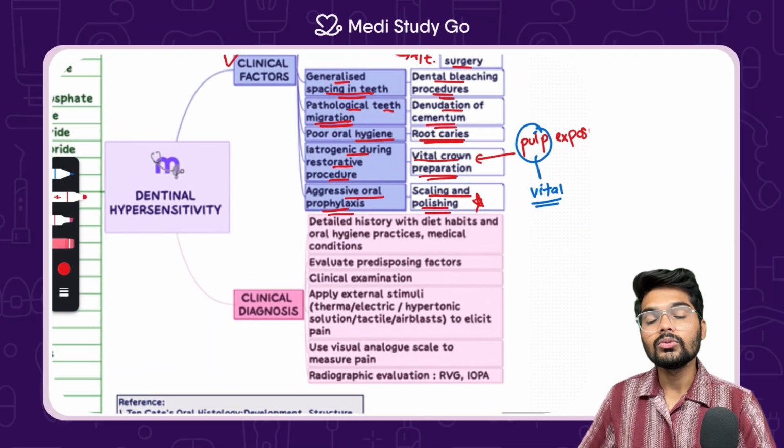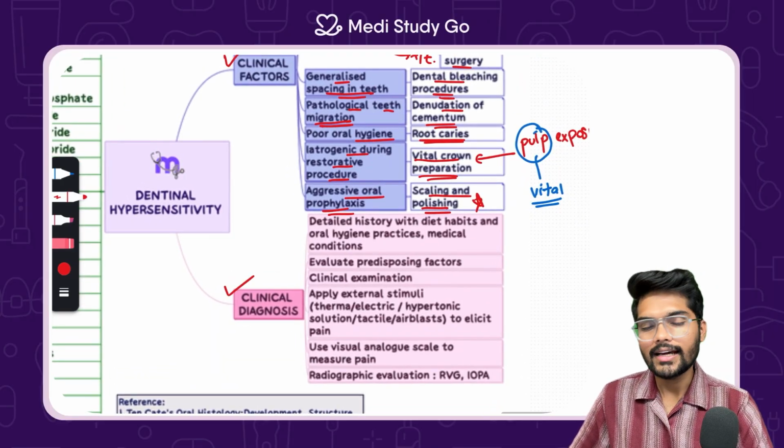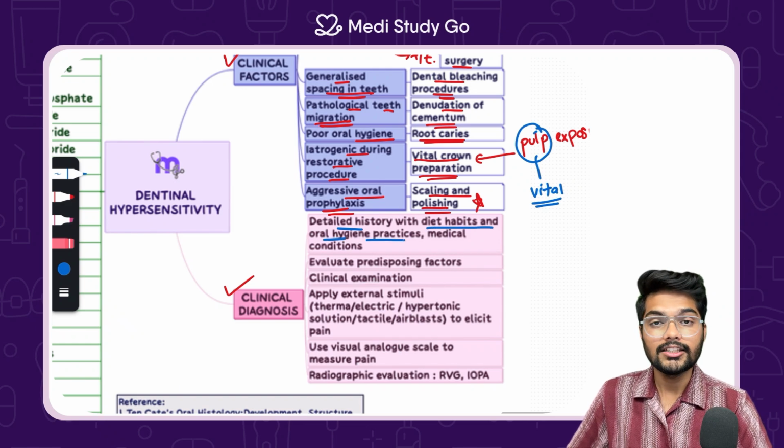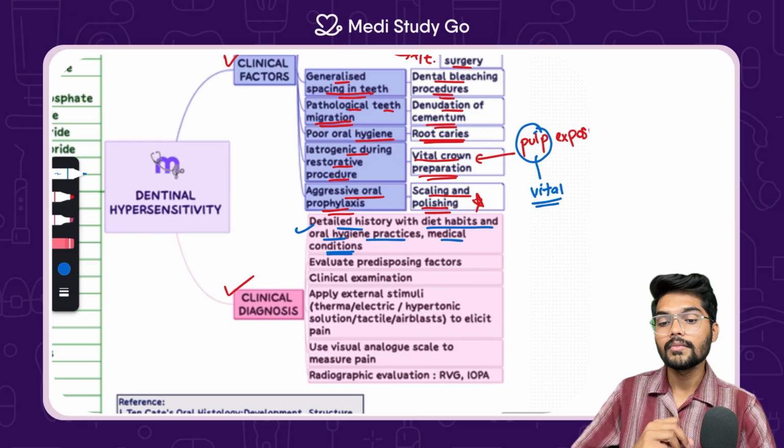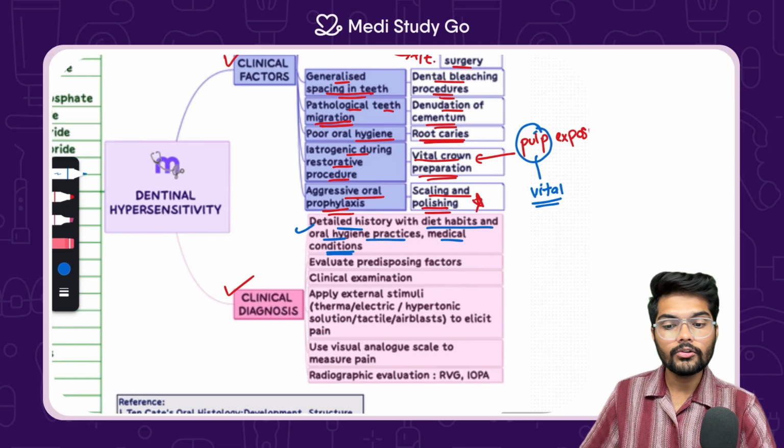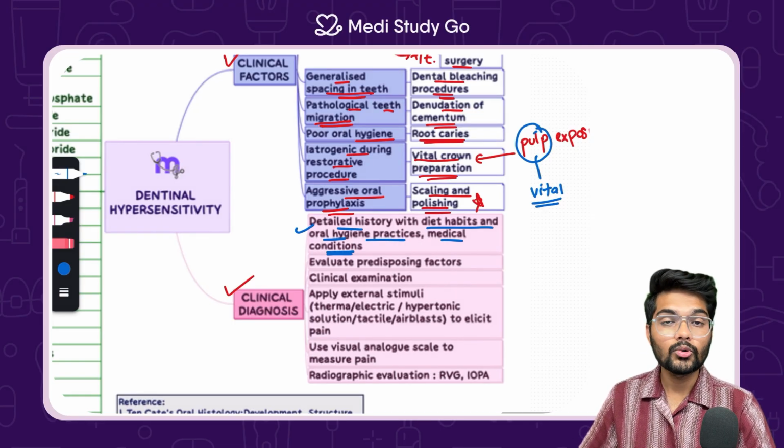Now let us go to the clinical diagnosis of dentinal hypersensitivity. Detailed history with diet habits and oral hygiene practices and medical conditions. These are all the initial things you need to look out for. Evaluate predisposing factors, which can include the parafunctional habits. Clinical examination, obviously, which is the most important part.